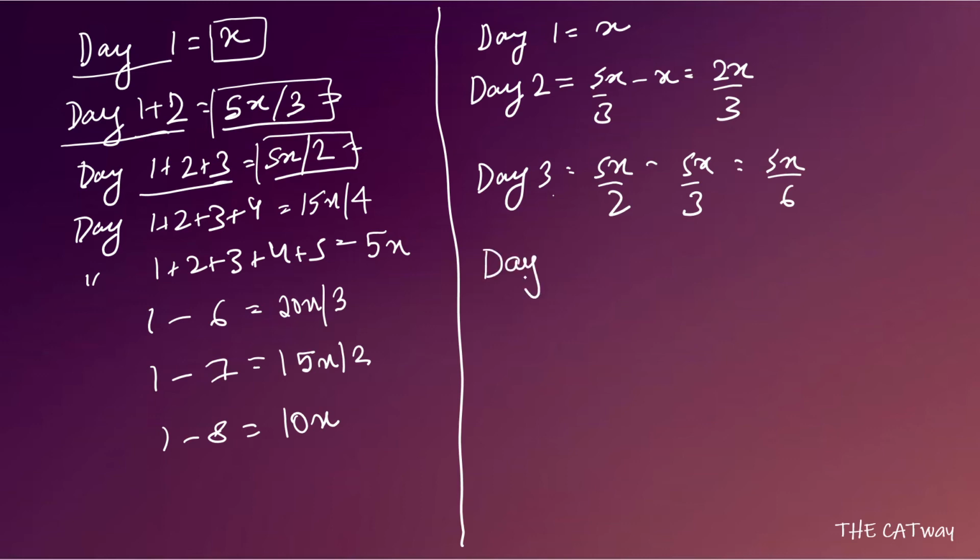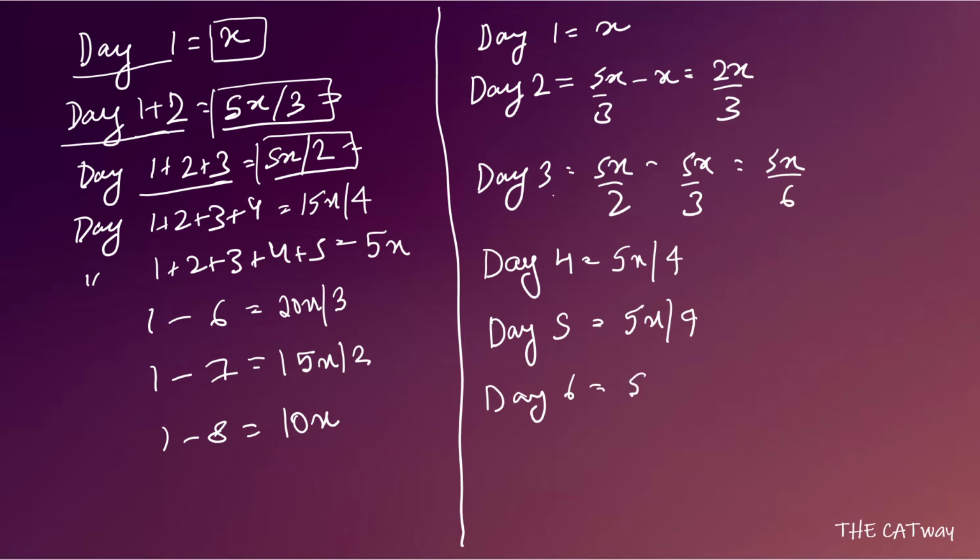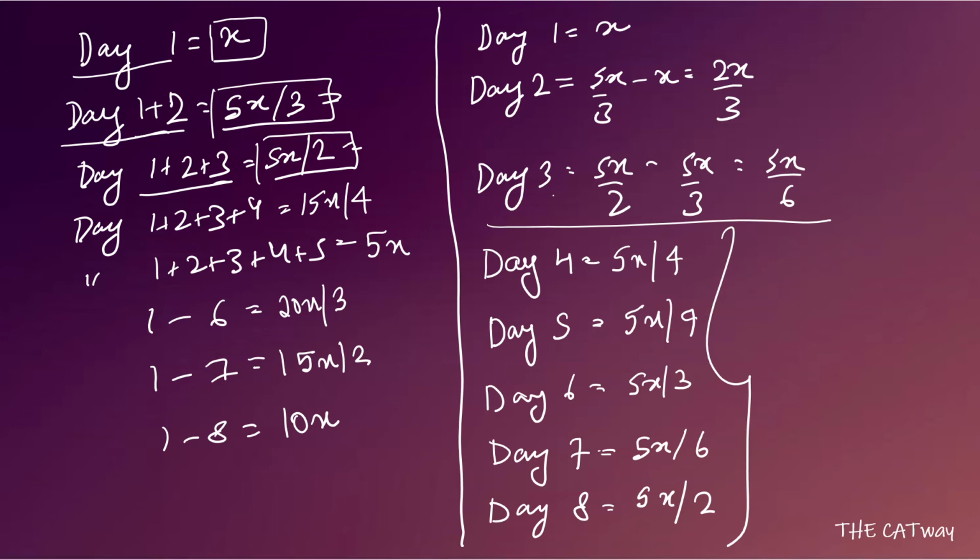Let's say day 4 it is going to be 5x by 4. For day 5 it will be again 5x by 4. For day 6 it would be 5x by 3. For day 7 it would be 5x by 6, and for day 8 it would be 5x by 2. So I've told you how to calculate for the first 3 days. The remaining you can calculate yourself.